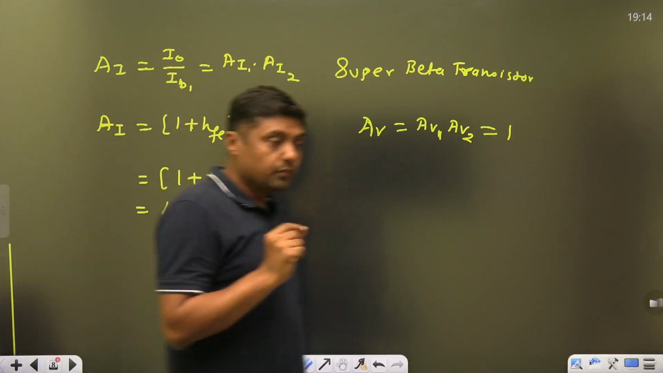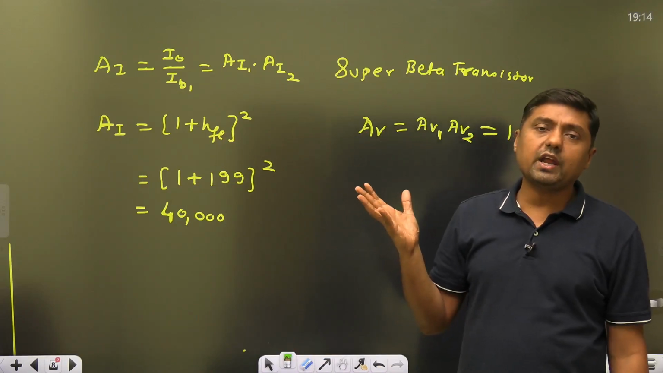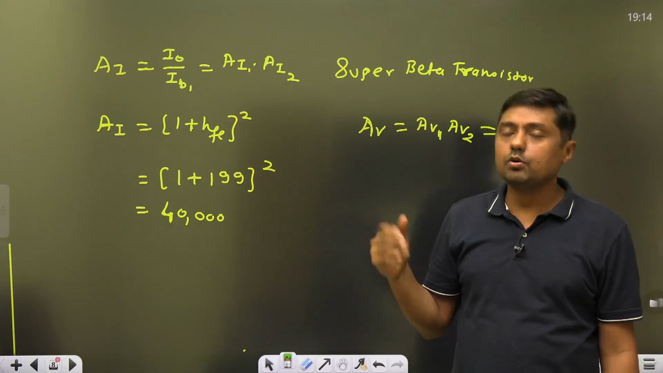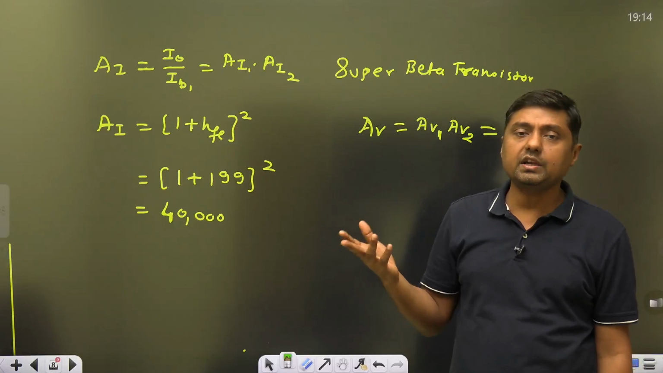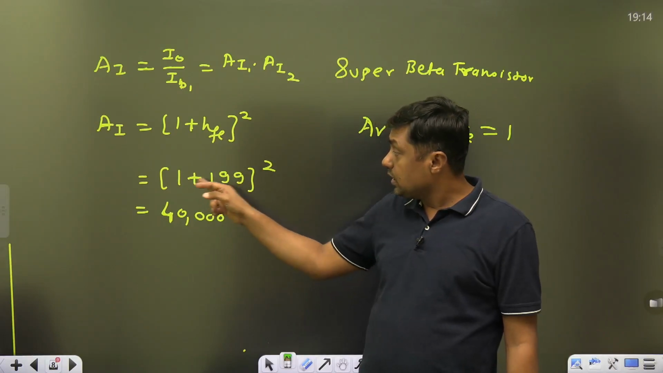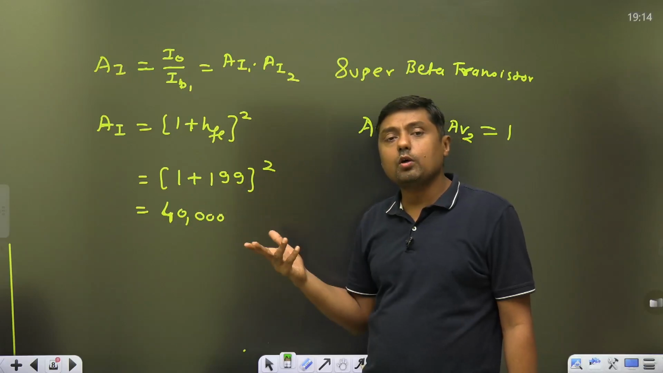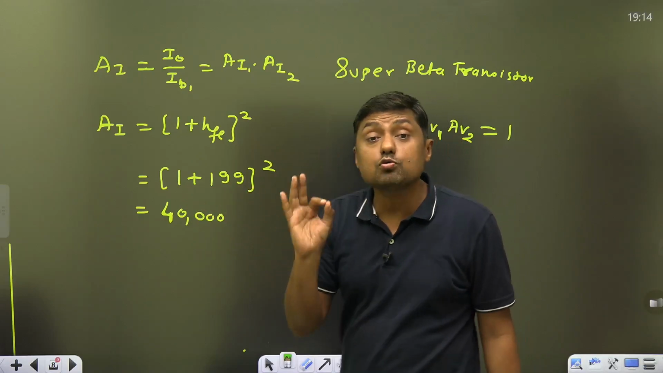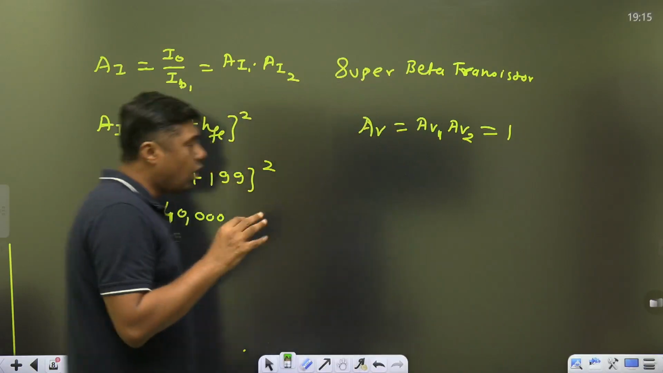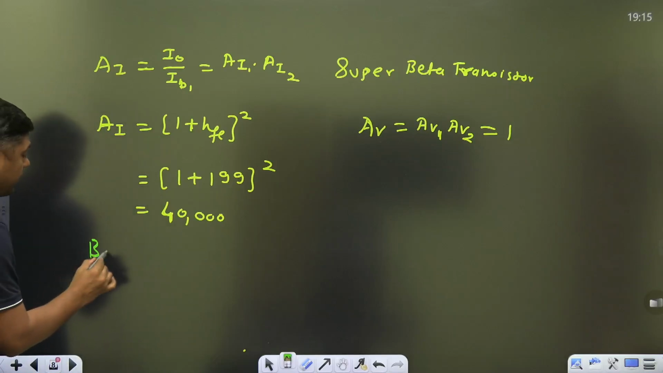Okay. Now, if suppose HFE is 199, we can take up to 199, that is the value of the beta. You can take 49, 99, 199 and so on. Normally this is the highest value. 199 plus 1 is what? 200. What is the square of the 200? 40,000. And that is the value of the effective current gain, or effective current gain is also called beta effective or HFE effective.